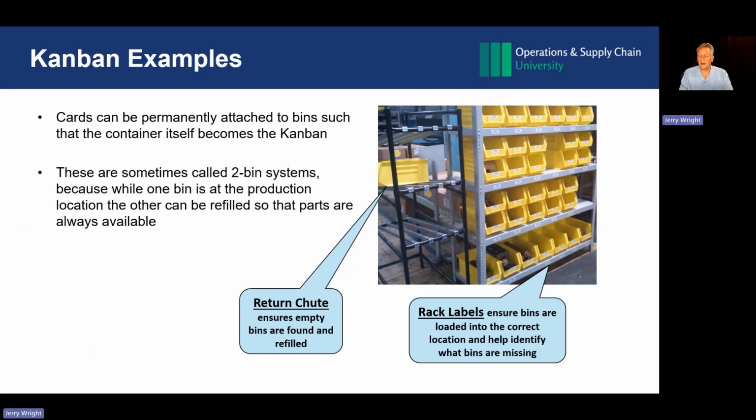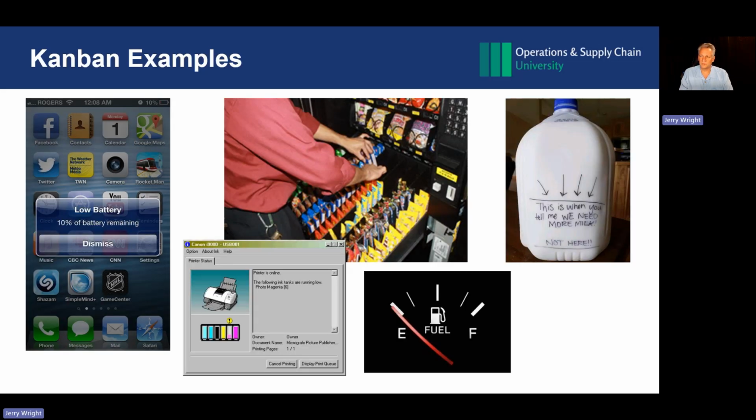Here are some other more common everyday Kanban examples. Think of them again as visual signals, right? Low battery, printer ink low, replacing the Butterfingers or the Oreos or whatever it is in the snack machine. They just fill up the empty slots. That's their Kanban. I like this milk example. This is when you need to tell me we need more milk, not here. That's obviously from a frustrated parent, right?